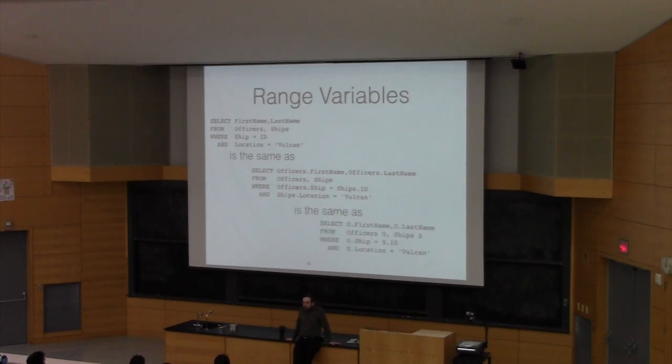Of course, typing officers and ships all of the time could get a little cumbersome, so SQL also gives you the ability to rename these things. So in my source list, I could give each source relation an alias. In this case, I could say officers O, and that says O is an alias for the officers relation. Yes?